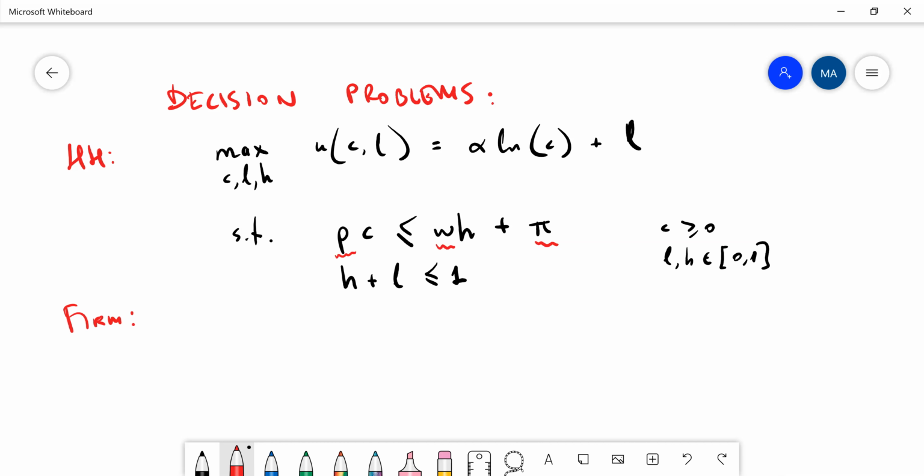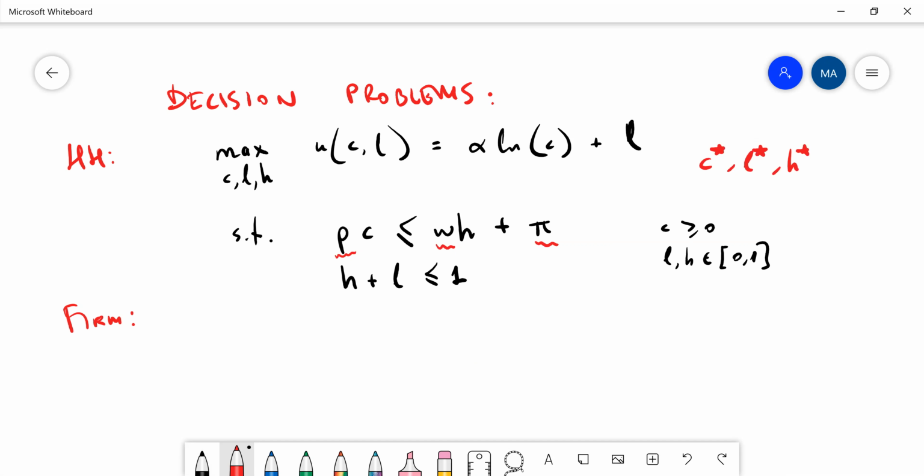The consumer takes profit and the prices as given. For any level of prices and for any level of profit, the consumer wants to find a C star, an L star, and an H star, the optimal values. Remember, these are, of course, endogenous variables, but for the household problem, they're going to remain as givens.